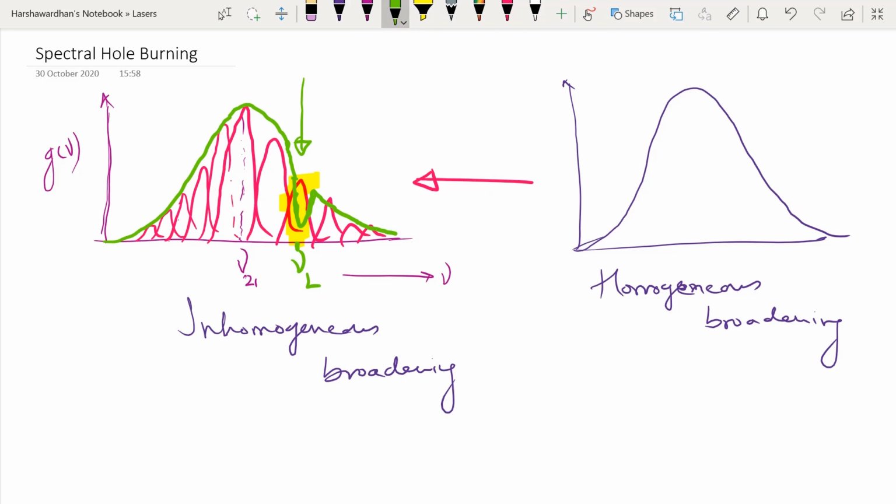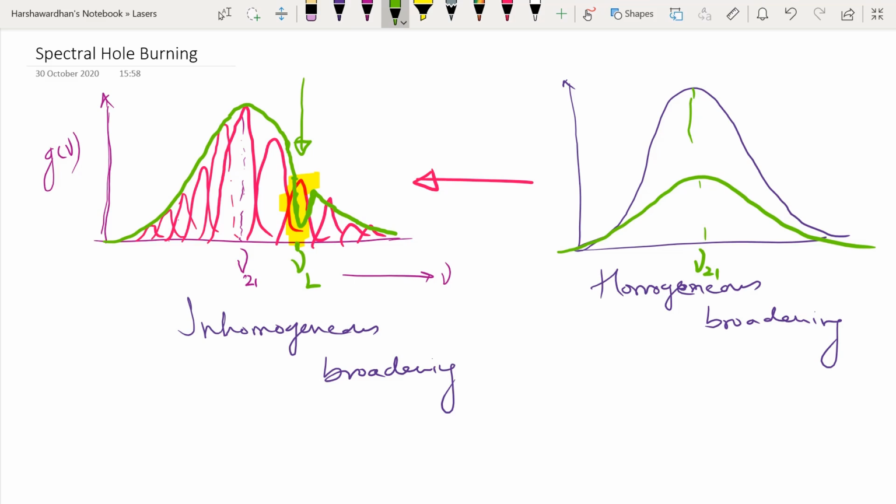In contrast, in a homogeneously broadened system, for example, this again is my central frequency nu 21. I could be anywhere, right? But the whole spectrum gets saturated for every set of atoms because you have a homogeneous collection of atoms. So you see, this is the contrast between inhomogeneous broadening and homogeneous broadening.